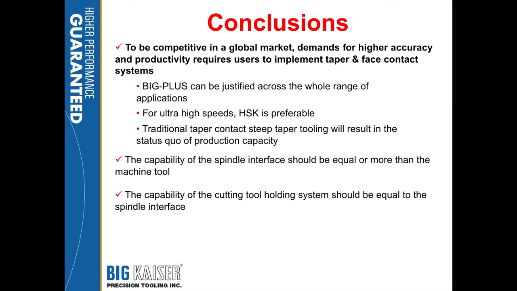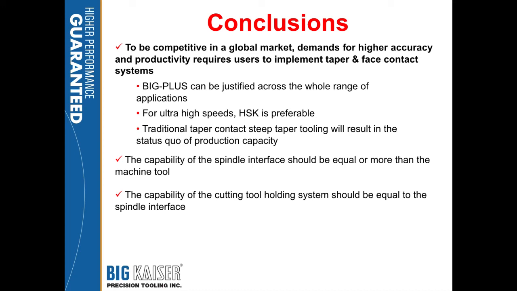What are my conclusions for today? Be competitive in the global market, which you all are. You have to look at every detail of every piece of equipment you put in. You need to look at taper face contact systems as a way to become more globally competitive. Big Plus can be justified across the whole range. Low range, high range, high speed to low speed. Ultra high speed to HSK is preferable, especially on the smaller machines. Traditional taper contact tooling is going to result in status quo.